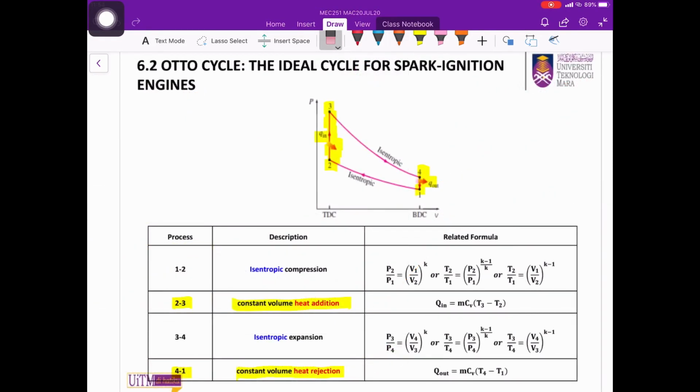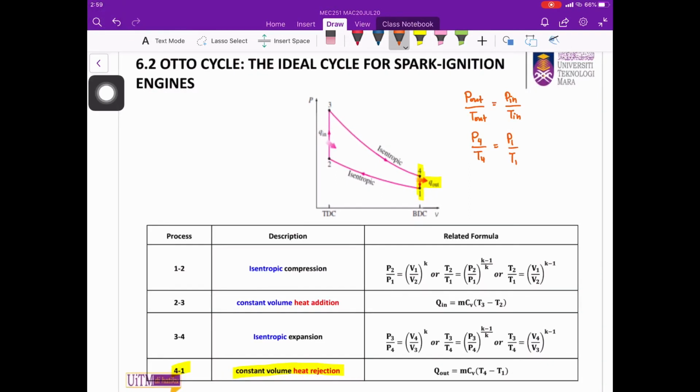We can also find the required properties based on the processes. For example, process 2 to 3 is an isochoric process and it obeys the law P in over T in equals P out over T out, or in our case, P2 over T2 equals P3 over T3, to find the required properties. The same goes for process 4 to 1, an isochoric process. We can use the relation P4 over T4 equals P1 over T1 to find the required properties.